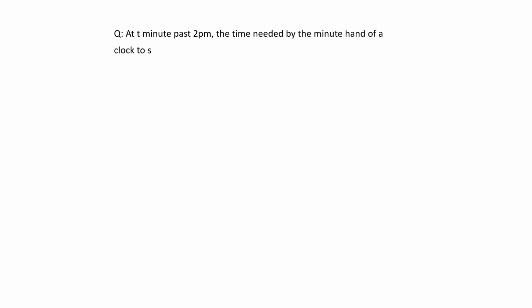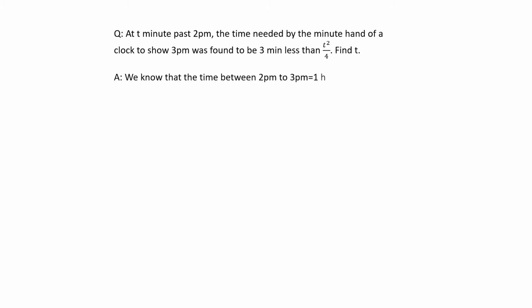At t minutes past 2 p.m., the time needed by the minute hand of a clock to show 3 p.m. was found to be 3 minutes less than t square by 4. Find t. We know the time between 2 p.m. and 3 p.m. is nothing but 1 hour, that means 60 minutes.